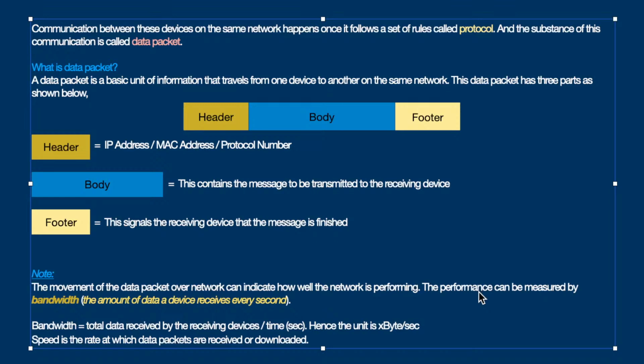I repeat, bandwidth is the amount of data, that is the data packets, a receiving device receives every second. And the bandwidth is calculated. Bandwidth is the measurement of the network performance. As an engineer or network administrator or network security person, you need to know all of this because you'll be doing some calculation.